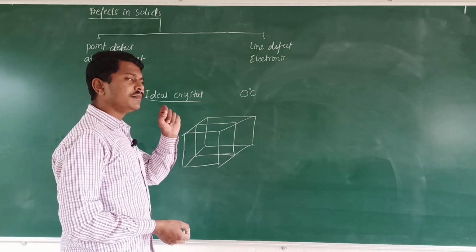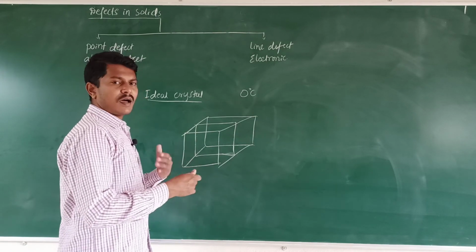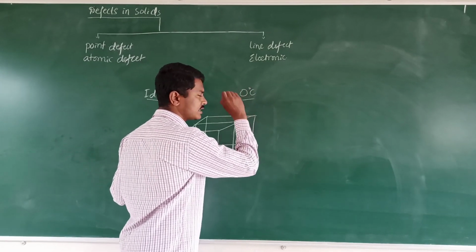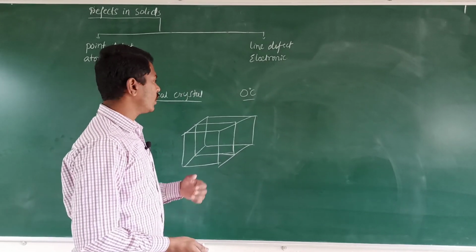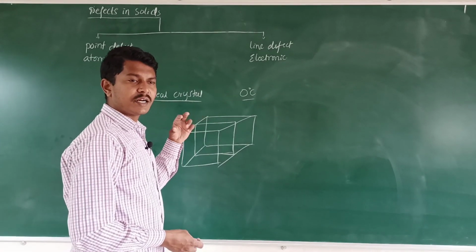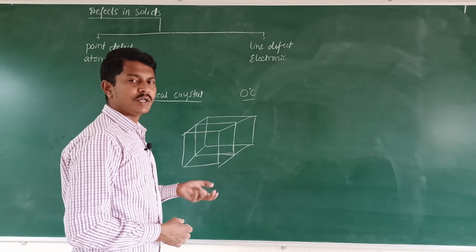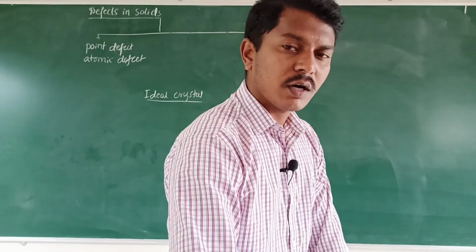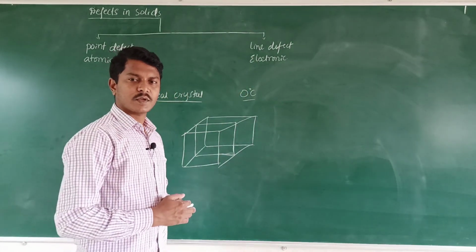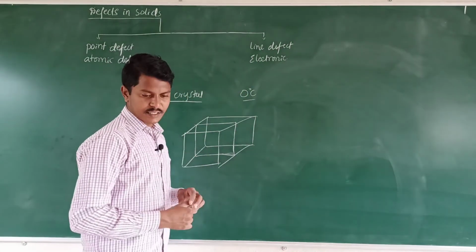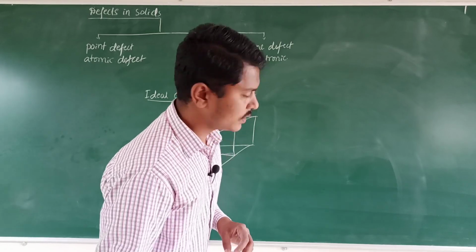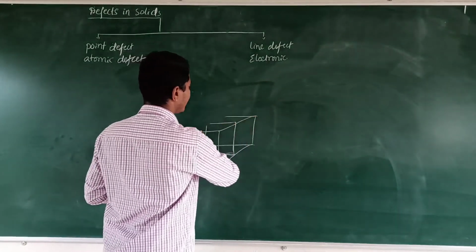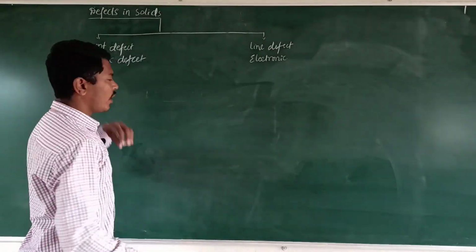Otherwise, they have some defects. Above 0 Kelvin, they have some irregularity, dislocations, impurities, or they are not arranged properly. Okay, that is the ideal crystal. Next, we have point defects.